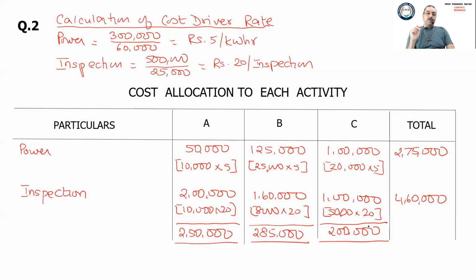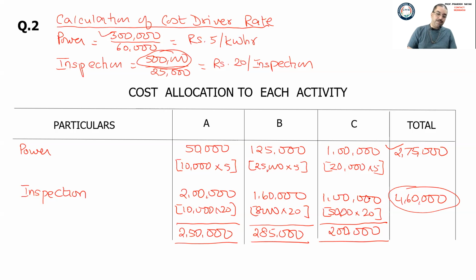Now the second part of the question. It says, calculate the cost of unused capacity for each activity. Total cost that is likely to be incurred is 3 lakhs for power. Out of that, I have incurred only 2 lakhs 75. So the unused part is 25,000, 3 lakhs minus 2 lakhs 75. Inspection, the total cost is 5 lakhs in total overheads. Out of that, only 4 lakhs 60 has been absorbed. The cost of unused capacity is 40,000, 5 lakh minus 4 lakhs 60.